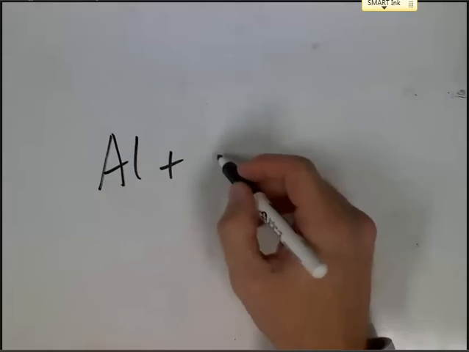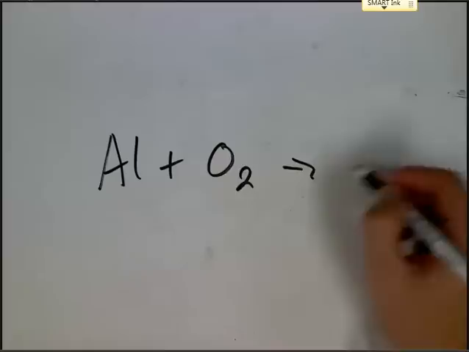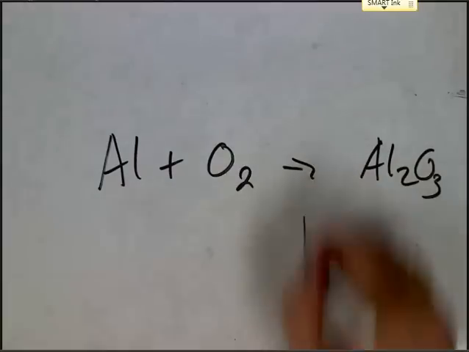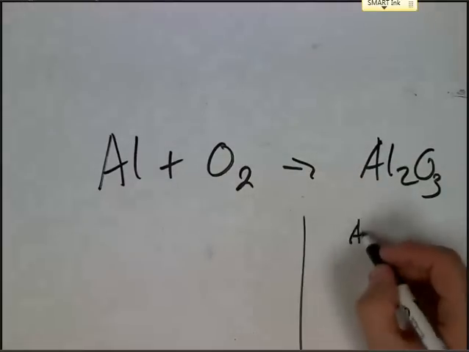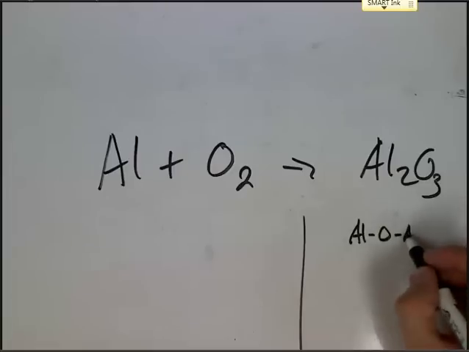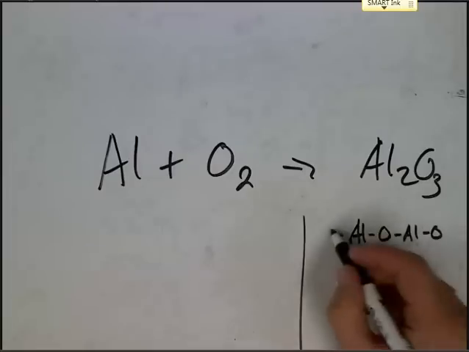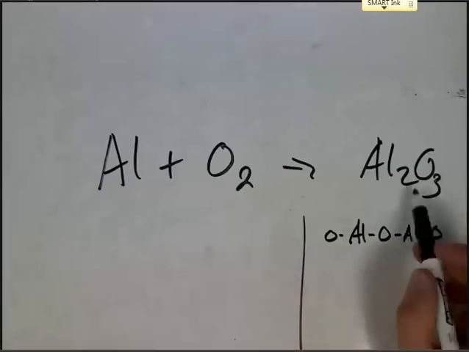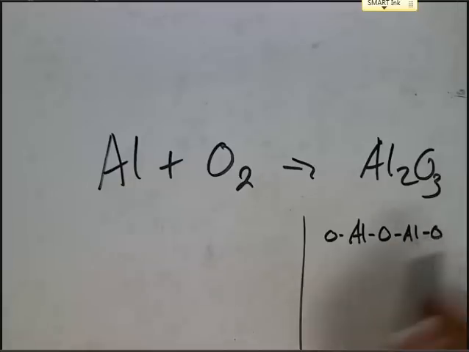Aluminum plus oxygen yields aluminum oxide. We've got Al, and I'll just put it out like that. For this one, it doesn't really matter how they're connected. We just need to make sure that we've got 2 aluminums and 3 oxygens.